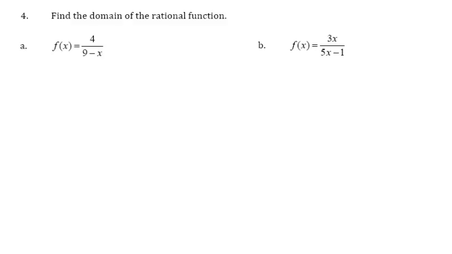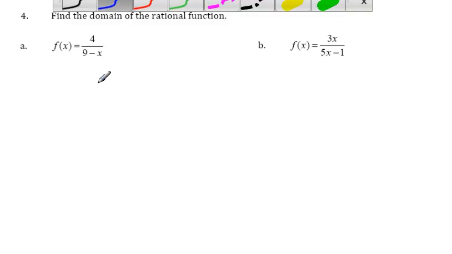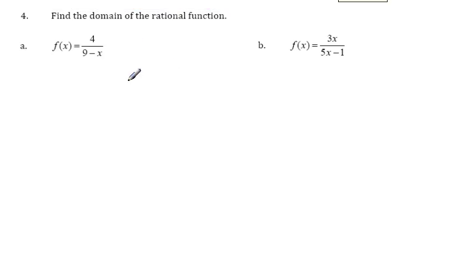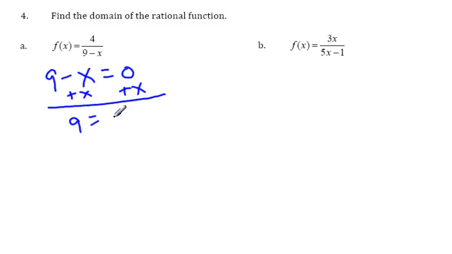So if I have f of x equals 4 over 9 minus x, like I do in 4a, I know that my denominator is not allowed to be 0, so that means I need to figure out what value of x would make that denominator 0. And the easiest way to do that is to take my denominator, set it equal to 0, and then solve for x. So here, if I add x over to the other side, I have 9 equals x.